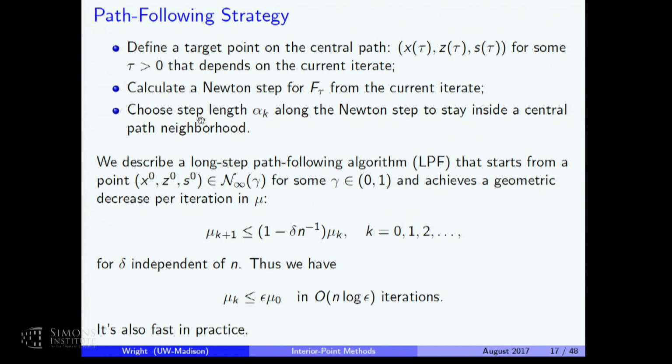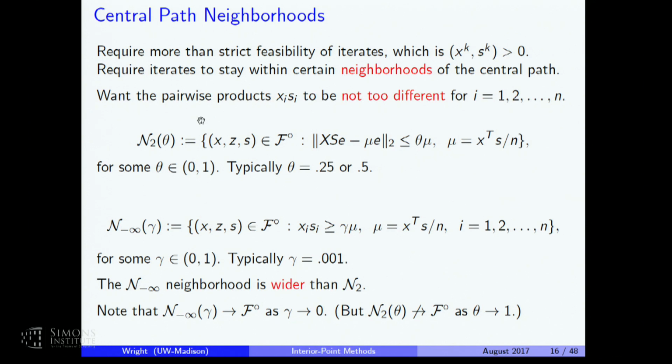Okay? And what we're going to be able to show, in fact, I'm going to work with that second neighborhood, the N minus infinity neighborhood. What we're going to be able to show is you can stay in that neighborhood taking steps of this type and achieve this amount of decrement. So for some delta independent of n, you're able to show a decrease factor of 1 minus delta over n. And so that's going to translate into an n log epsilon complexity. Sorry. Yes? Is it N infinity or is it a bit... That should be minus infinity. Right? That's this neighborhood here, where no pairwise product can be too much smaller than the average. Okay?